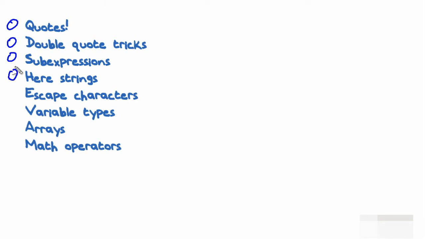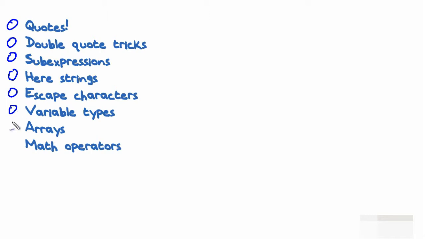We'll talk about here-strings, which are basically gigantic blocks of string. I'll show you a couple of good places where those are useful. We will get into PowerShell's escape character system. We'll talk about how to tell PowerShell what type of data you expect to be in a certain kind of variable, or in a particular variable.